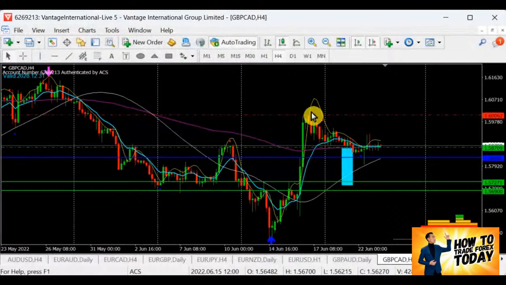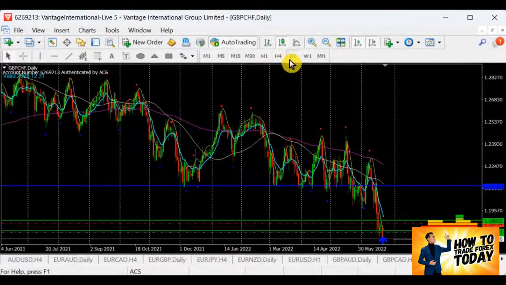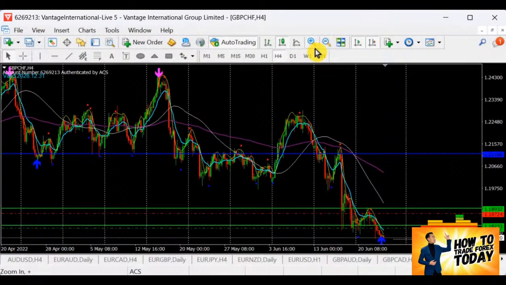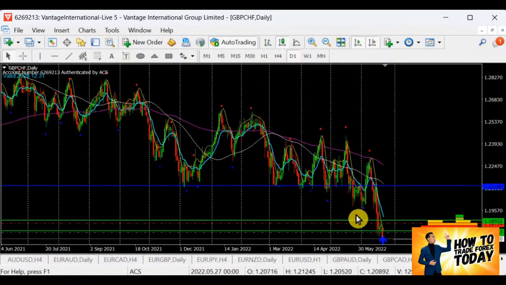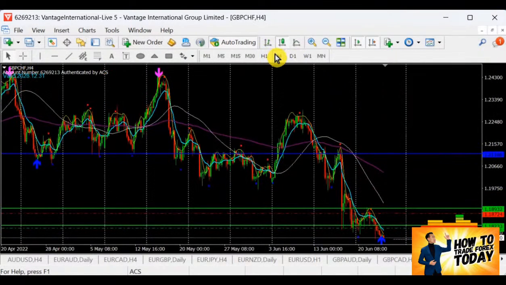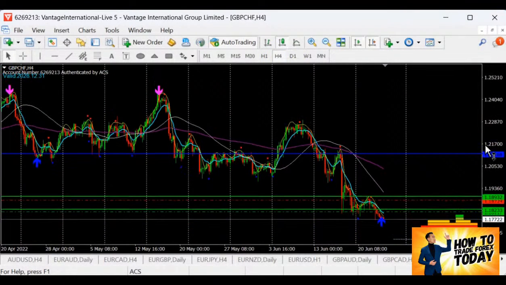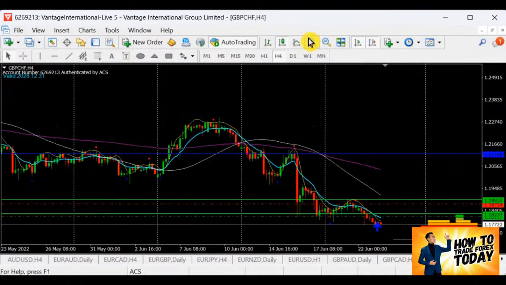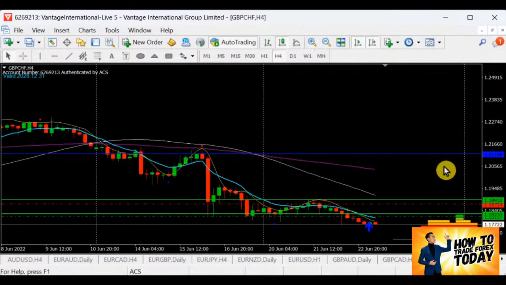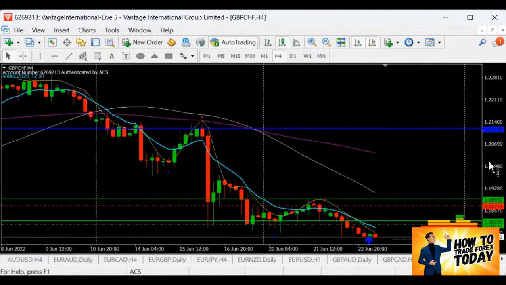All right, how about pound franc? It looks like it's breaking through and still going for the bear run. So let's look at H4, since we have a bear selling trend today, to see if I have a chance to sell. Over at the H4, support is now coming.